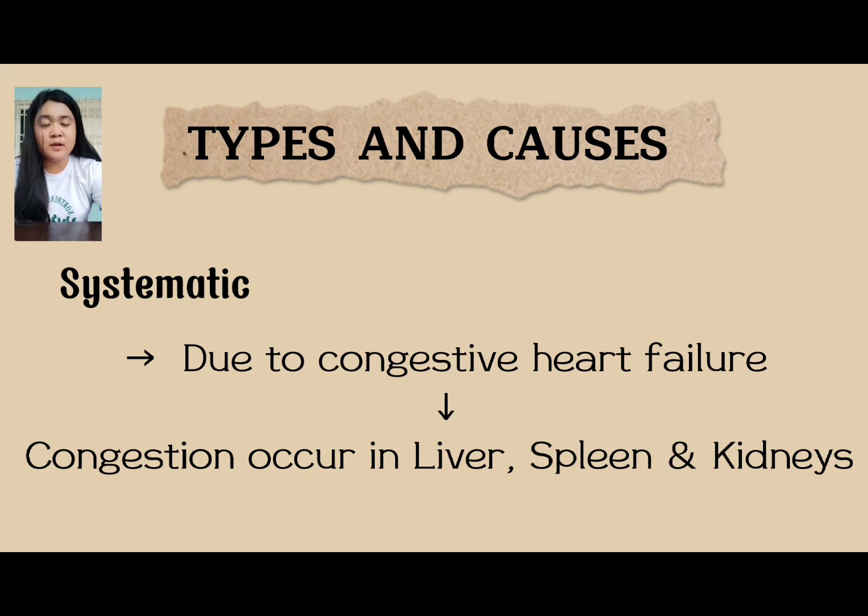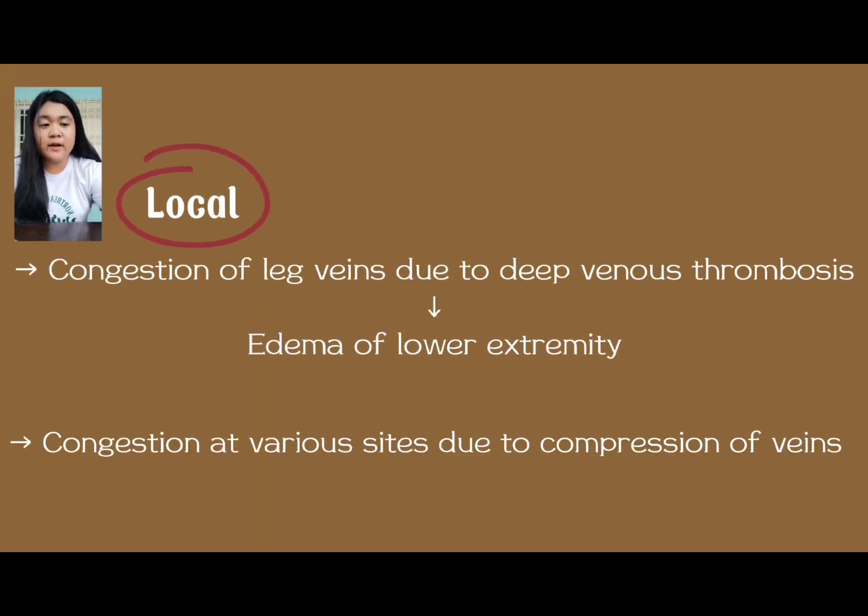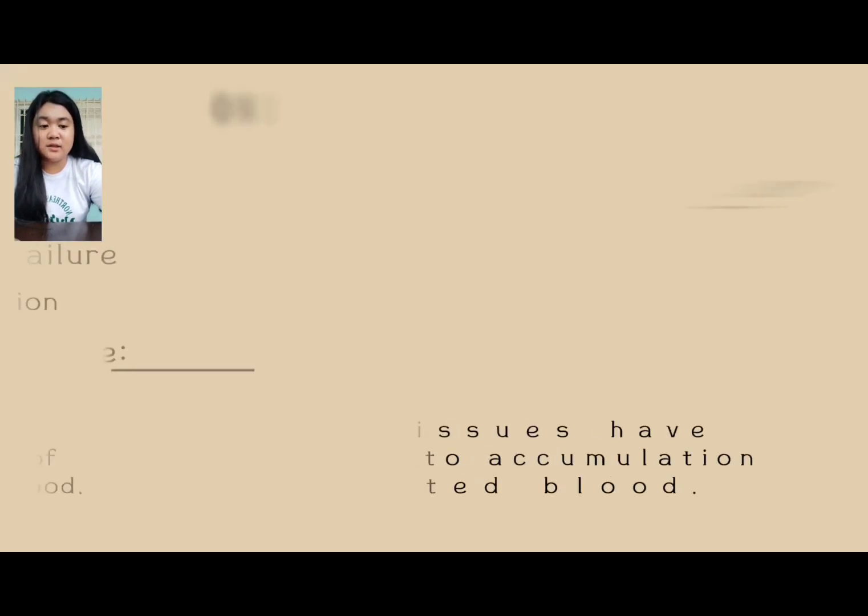We have two types of causes. Systemic, due to congestive heart failure, congestion occurs in the liver, spleen and kidneys. Local, congestion of leg veins due to deep venous thrombosis, edema of the lower extremity, and congestion at various sites due to compression of veins. An example is a tight bandage and plasters.